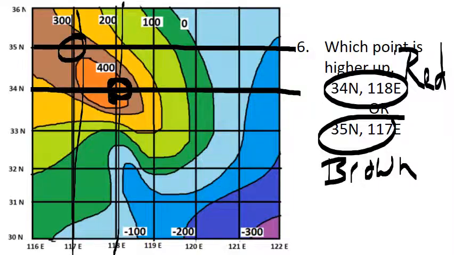This point is in the red. Well, which one of those corresponds to a higher number? Anything that was higher than 400 was colored red. So this point right here is in the red zone, so it's got to be higher than 400. The other point's in the brown, and that's only things from 300 to 400. So the point in the red is higher up. So that point right there is going to be higher up than the other one.